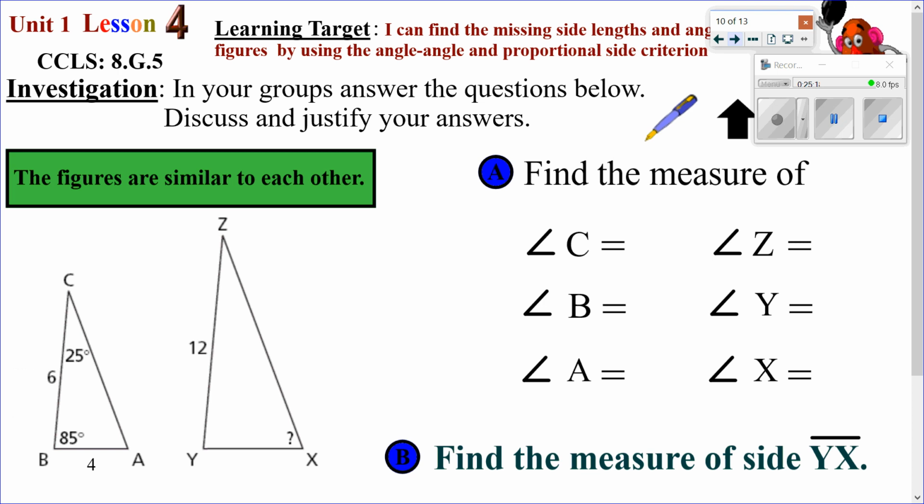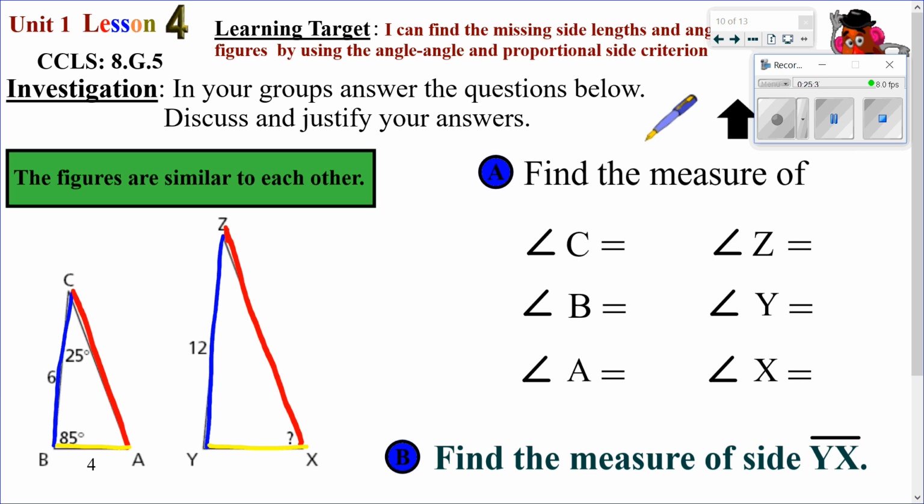So now I would like you to pause and try this out. And if you want to label your sides with colors, the corresponding sides, it will make it easier for you to see.